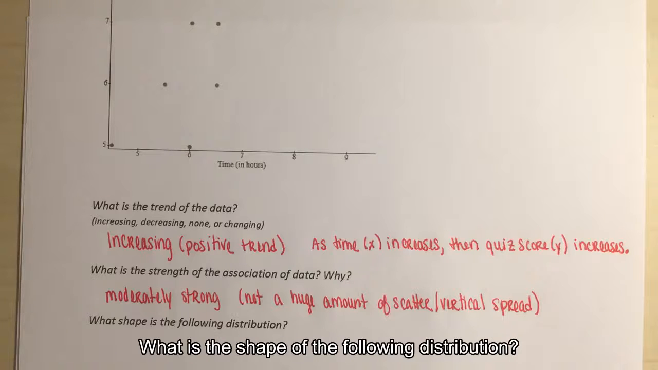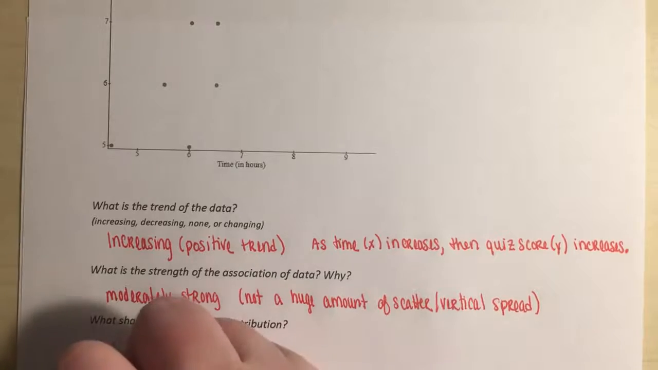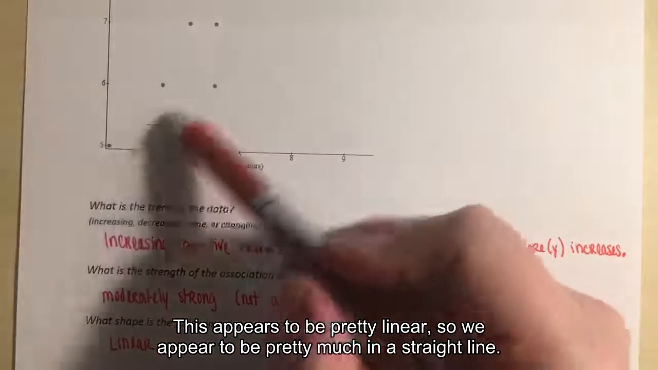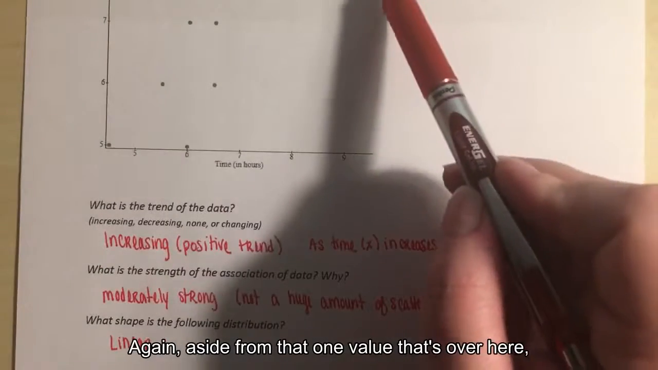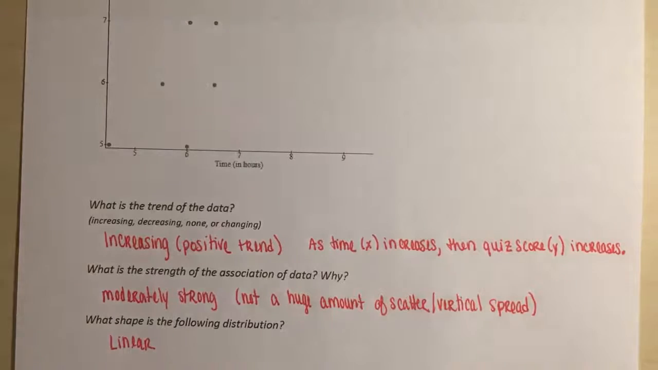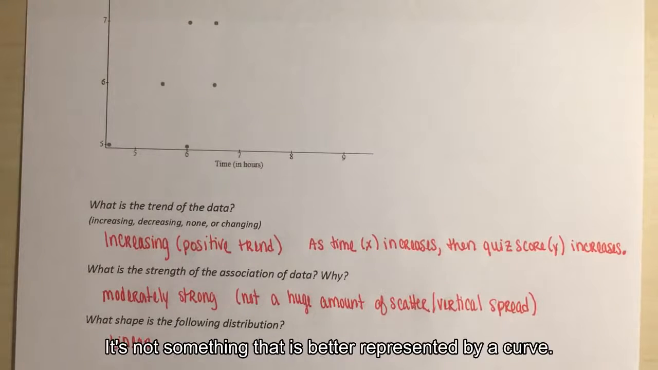Right. What is the shape of the following distribution? Well, this appears to be pretty linear. Right? So we appear to be pretty much in a straight line. Again, aside from that one value that's over here, our data appears to create a straight line. It's not a big blob. It's not something that is better represented by a curve.